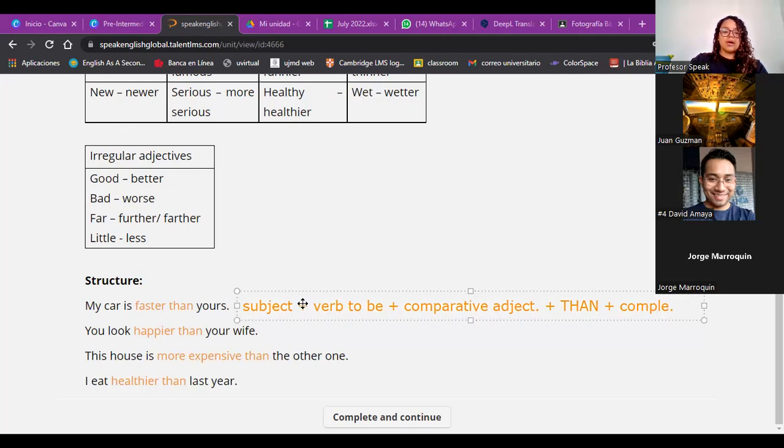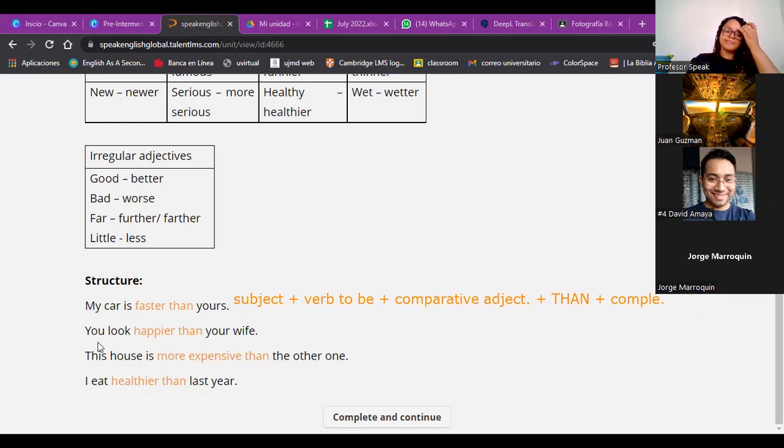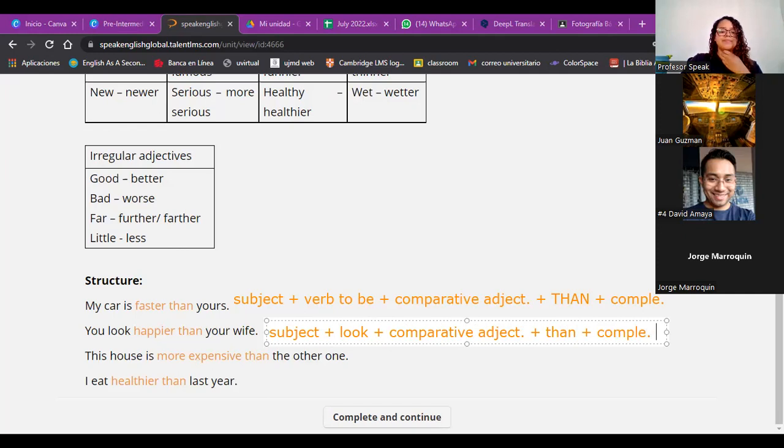Okay. Let's see this other sentence. David, can you read this sentence? You look happier than your wife. Very good. Over here, we have a different structure. Subject plus verb, in this case look. Subject, she looks, you look, they look. You can also give a description using this phrase. The car looks, my mom looks, you look. Then comparative adjective plus than plus complement.